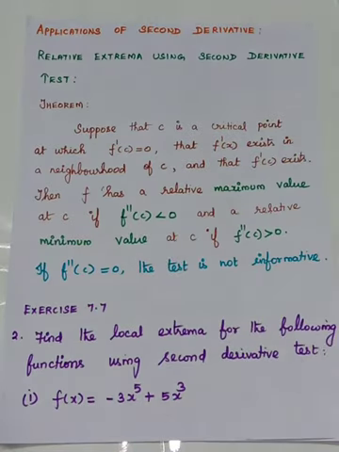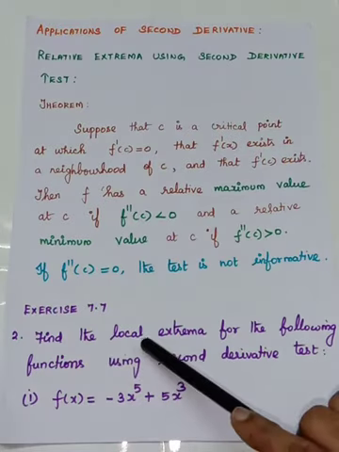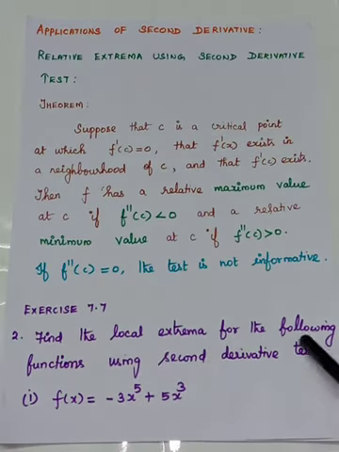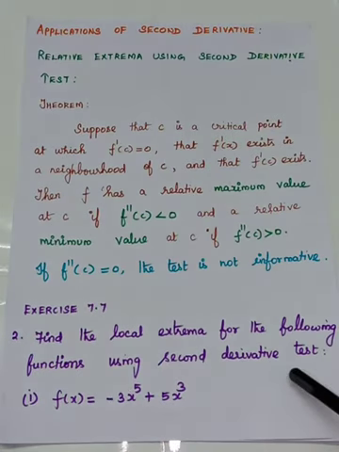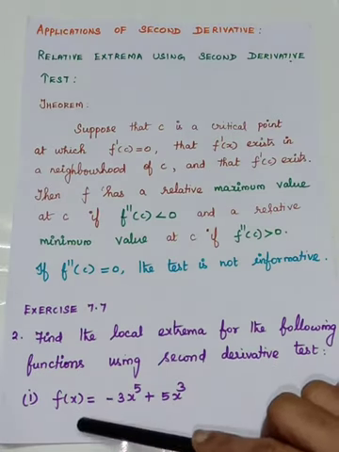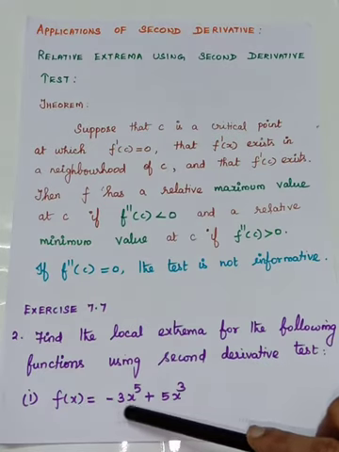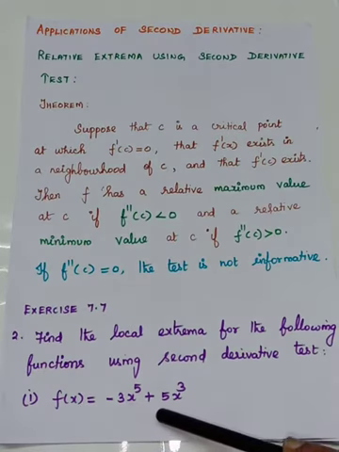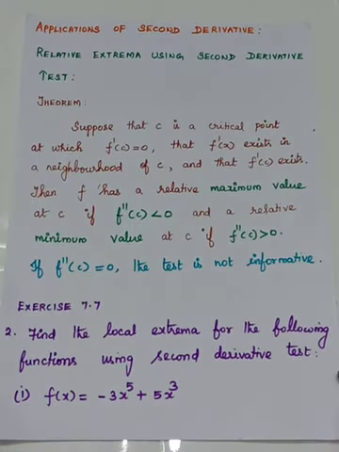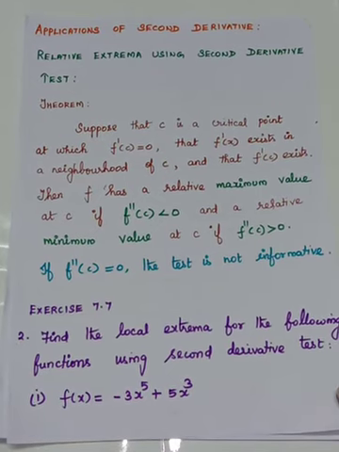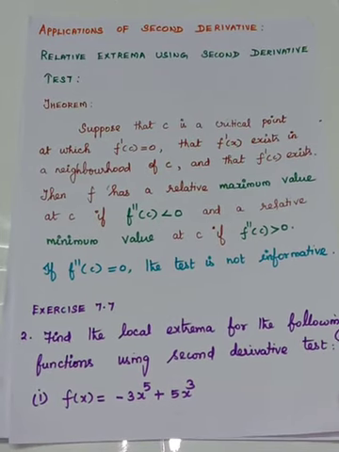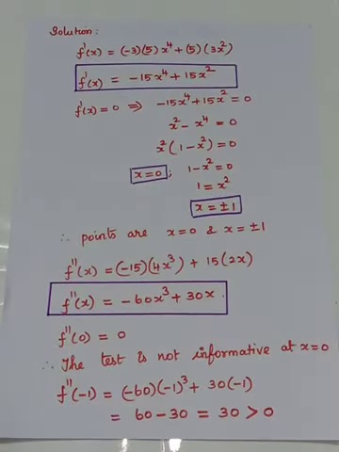You see exercise 7.7, second problem. Find the local extrema for the following functions using the second derivative test. The first question is f of x is equal to minus 3x power 5 plus 5x cube. So the first step is to find the first derivative. That means you have to differentiate f of x with respect to x. So that is f dash of x.